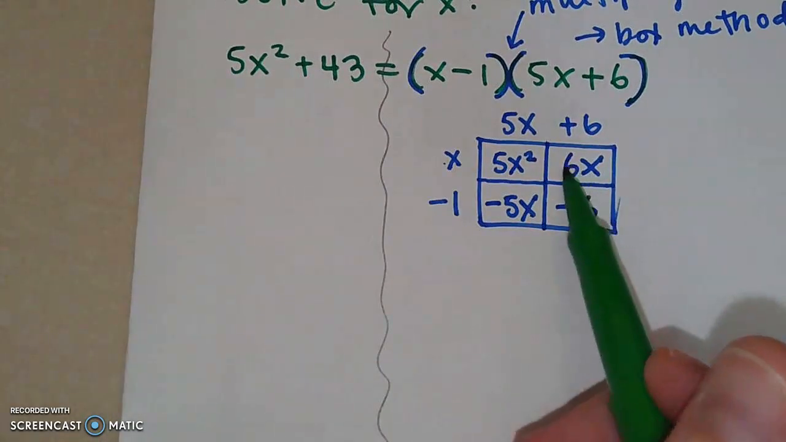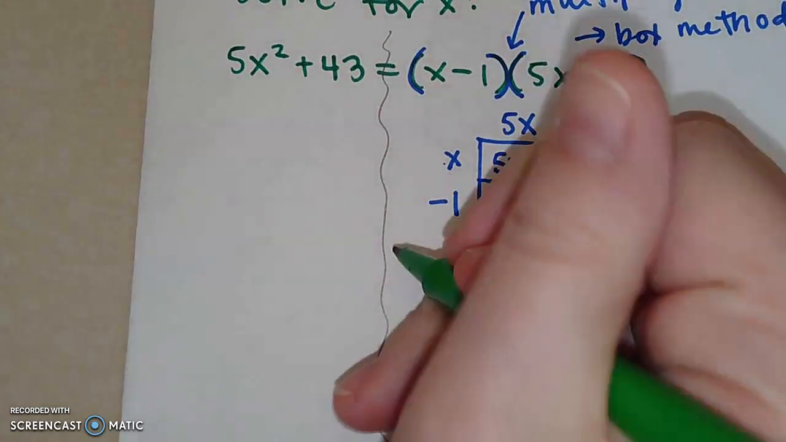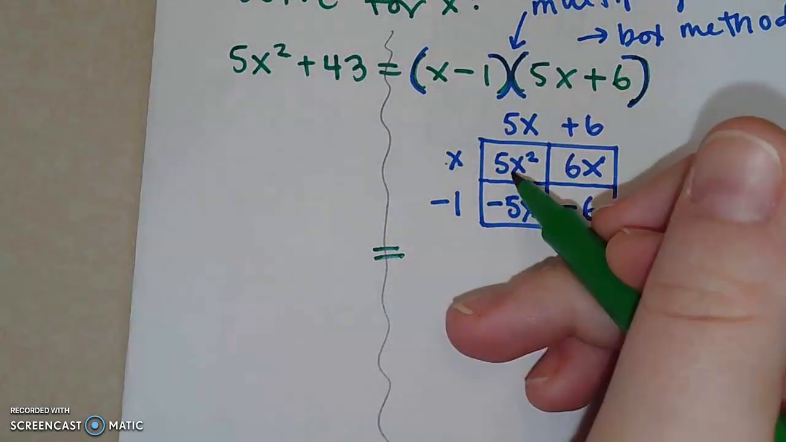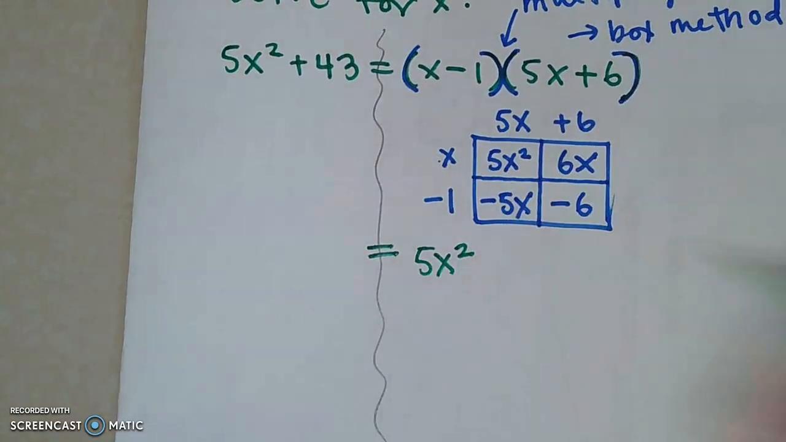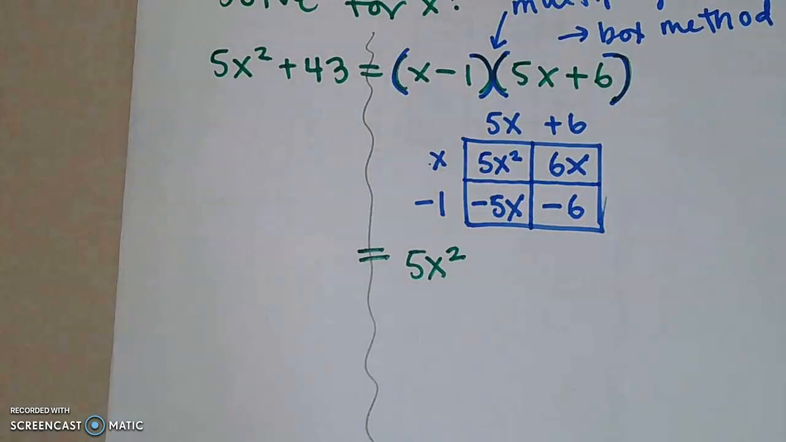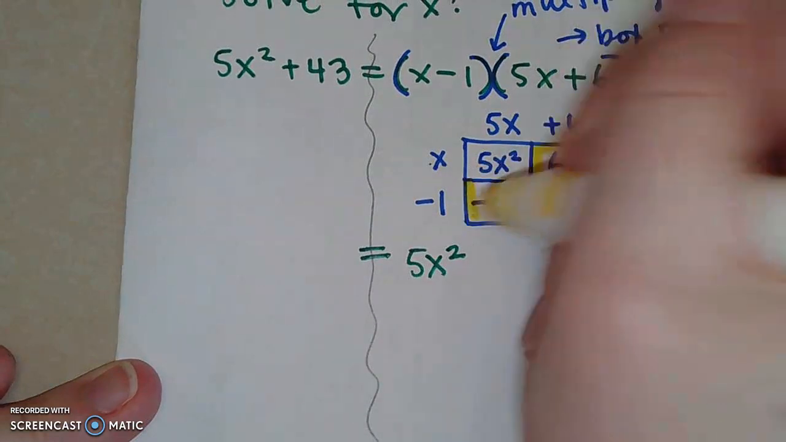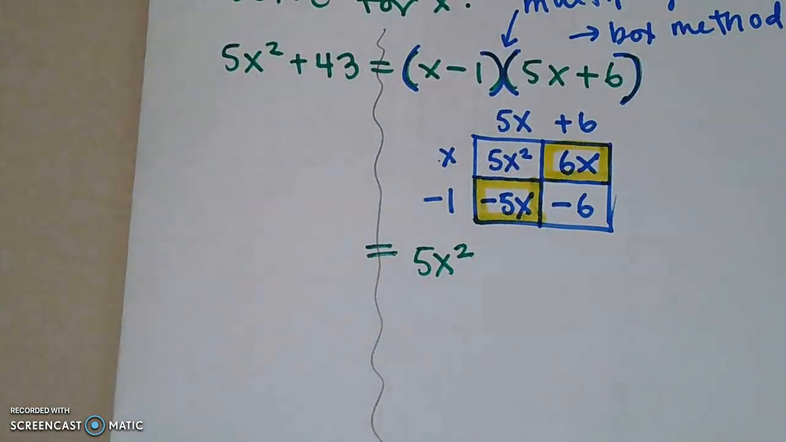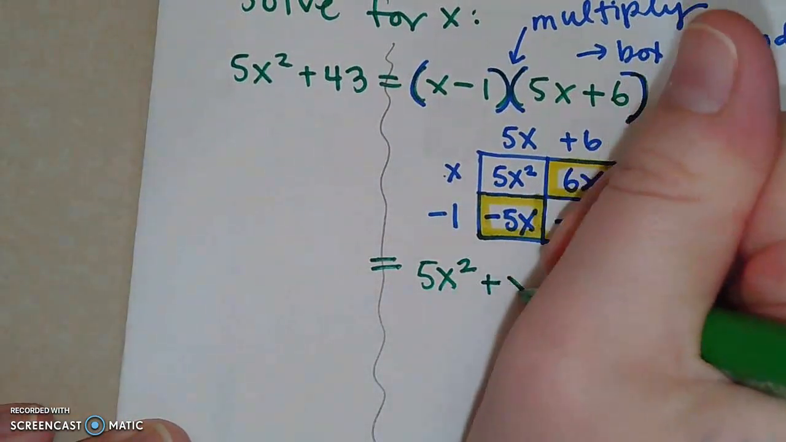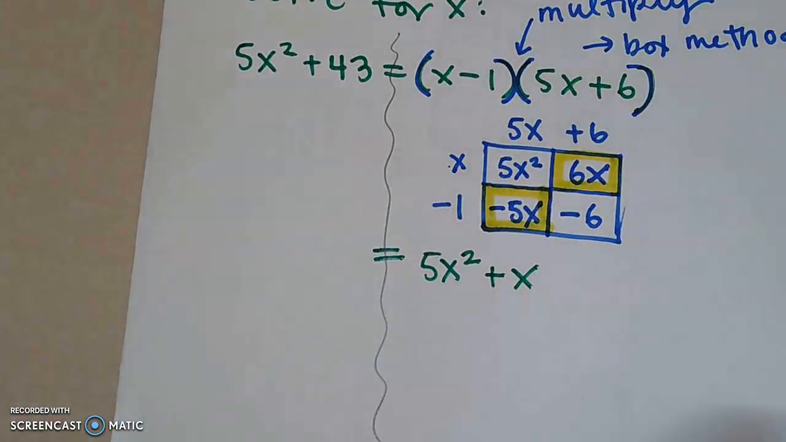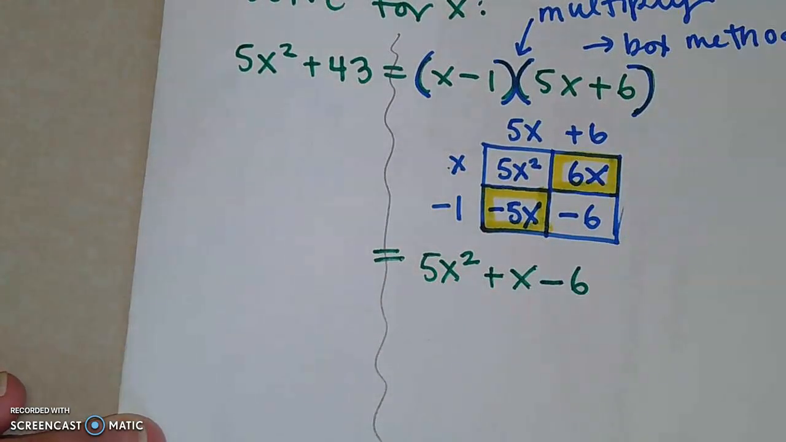So we have to take all the stuff in these rectangles, in these boxes, and we want to write our new expression. And remembering our like terms, remember to add up your like terms. So we got 5x squared in our first box. In the next two boxes, I'm noticing a 6x and a -5x. So instead of writing 6x minus 5x, I'm actually just going to simplify those. And I notice 6x minus 5x leaves me with a 1x, so I just write it as x. And then -6.